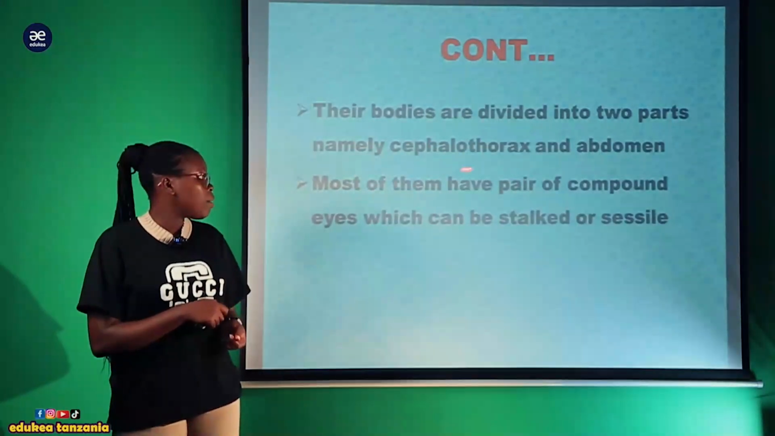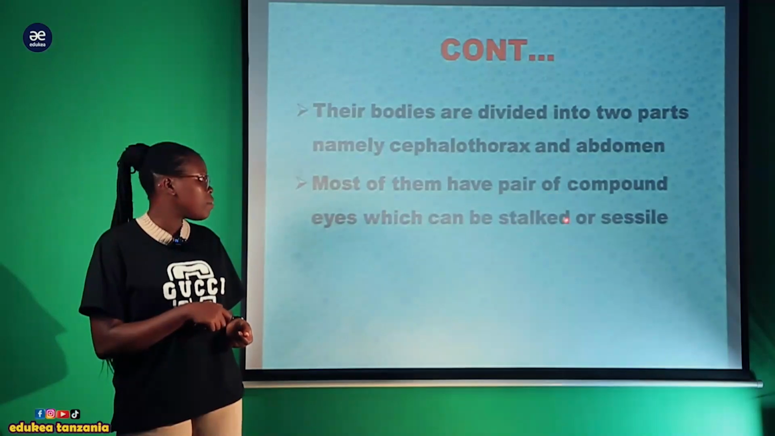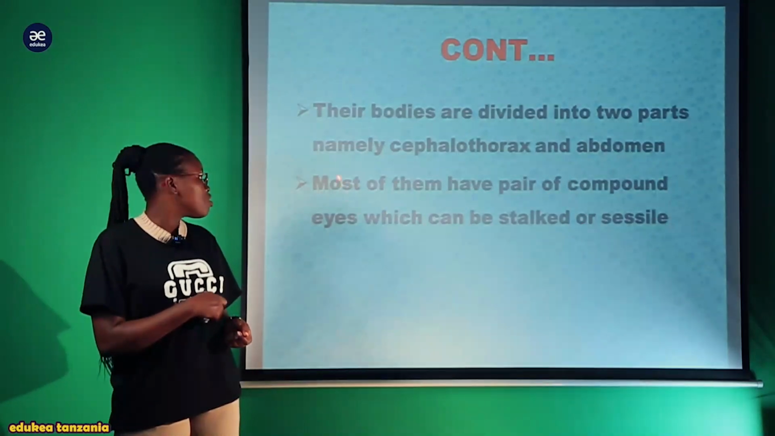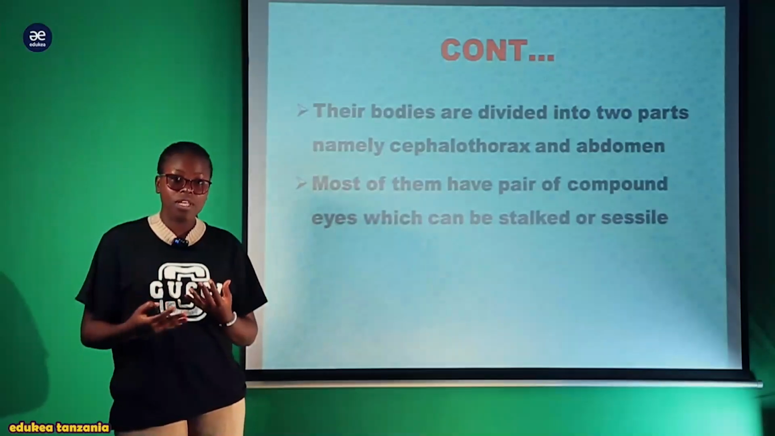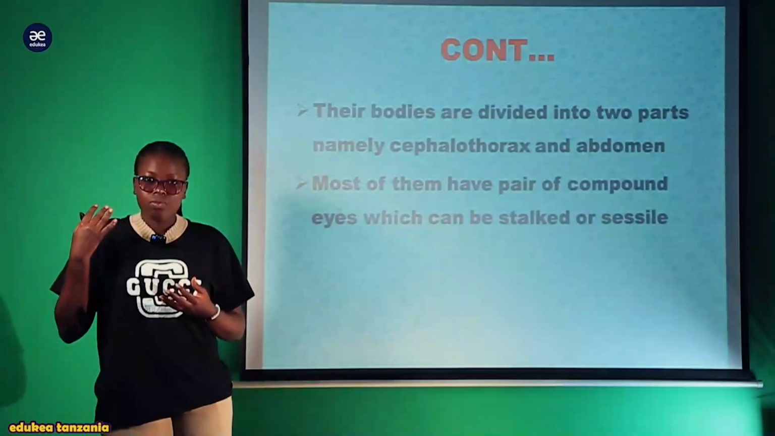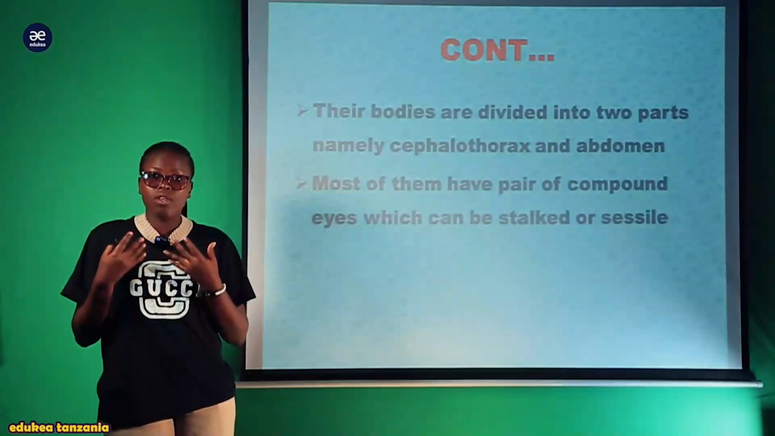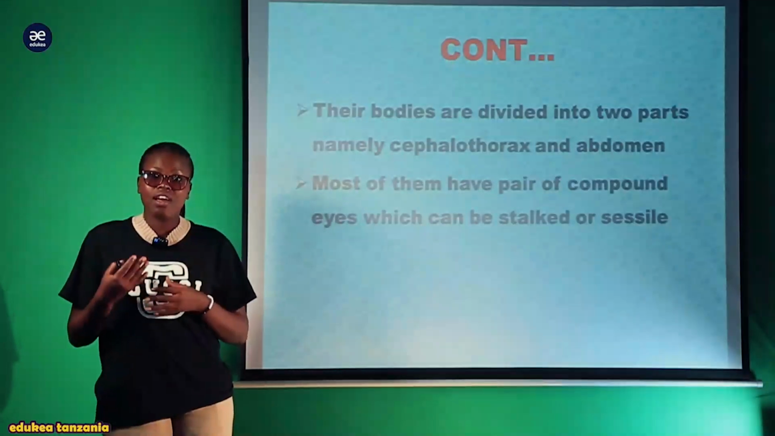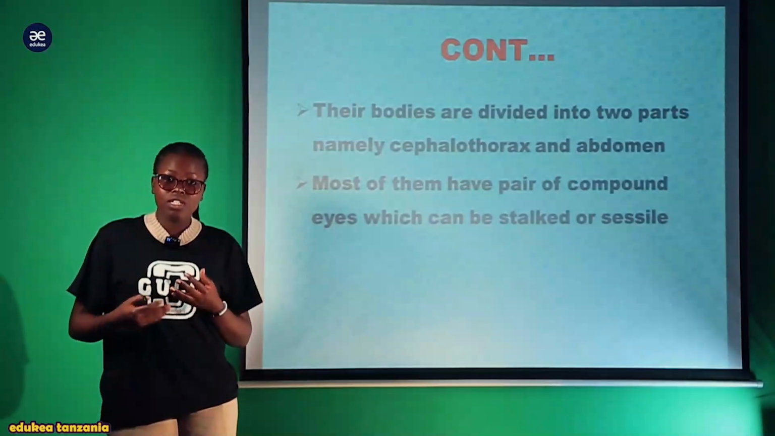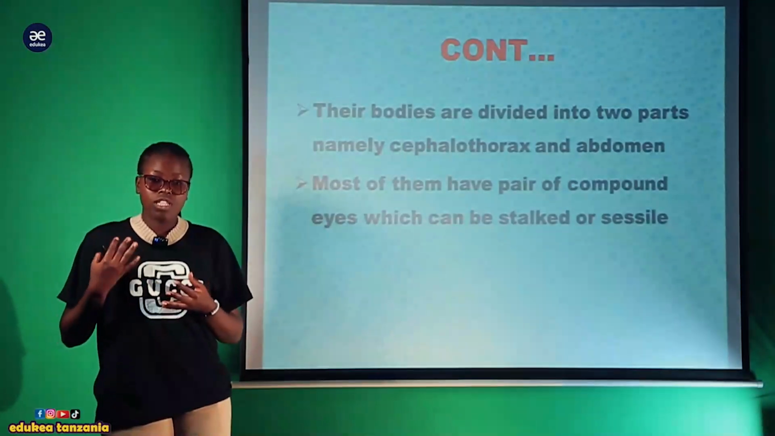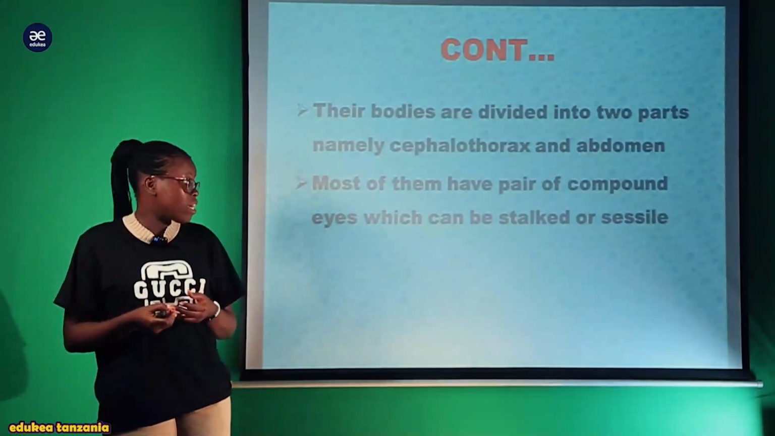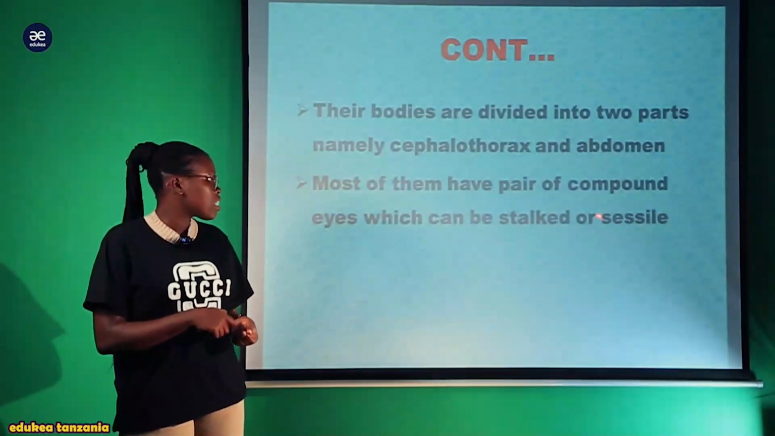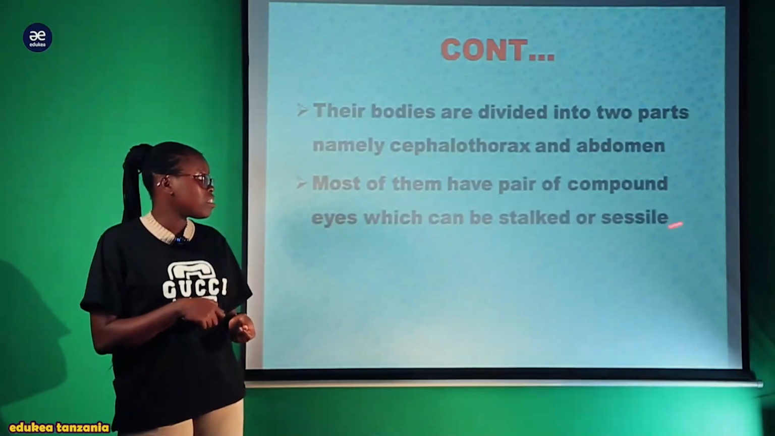Also, most of them have a pair of compound eyes, which can be stalked or sessile. The compound eyes enable multiple image formation, meaning that they have a large ability of vision, to see things from distant objects. These eyes can be stalked or they can be sessile.